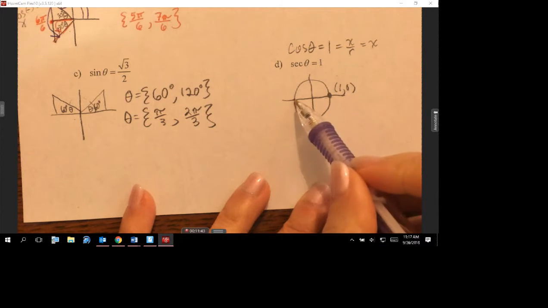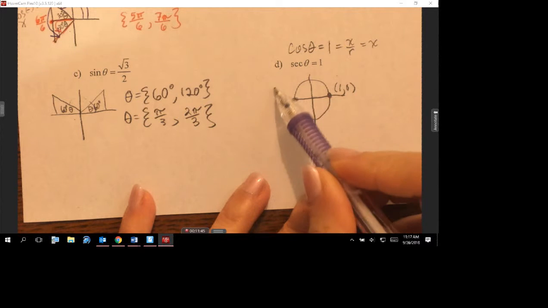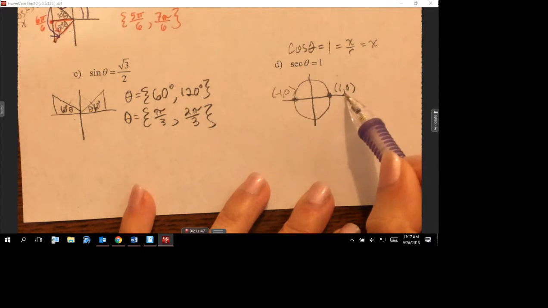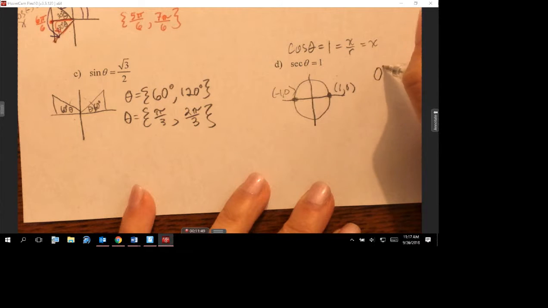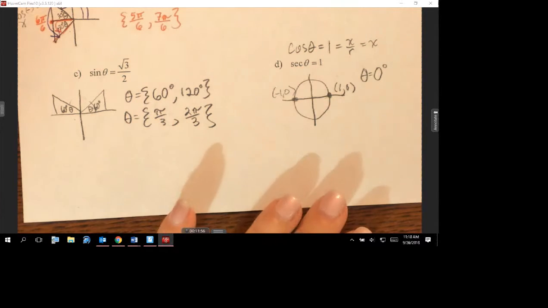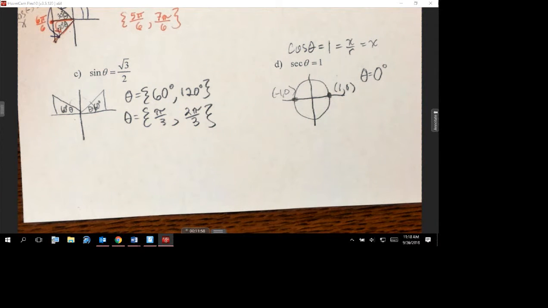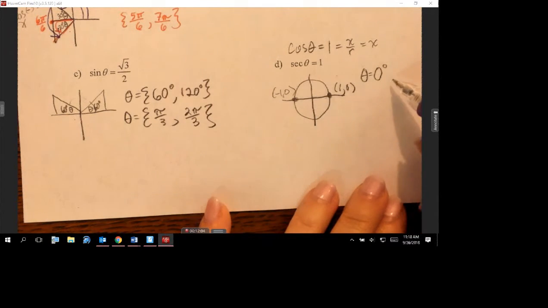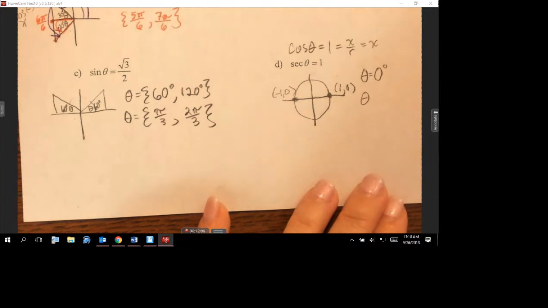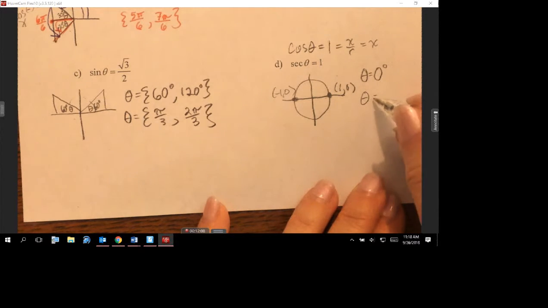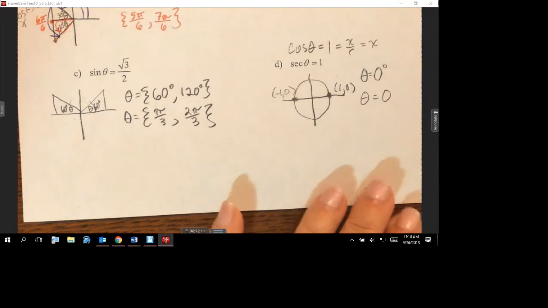It doesn't even work over there at pi or at 180 because that's negative 1, 0. So there's only one location. That's 0 degrees. If you put 0 and 360, that's totally fine. In your assignment, it's going to say, if it's 0 and 360, you only put 0. It's going to say that in the assignment, but it doesn't say that in the notes. And if I write that as a radian, what is 0 degrees in radians? 0.